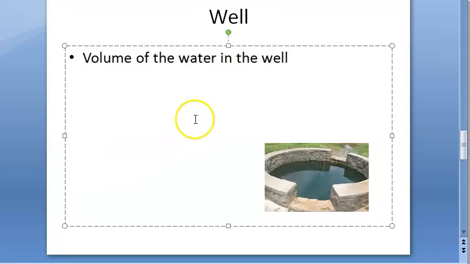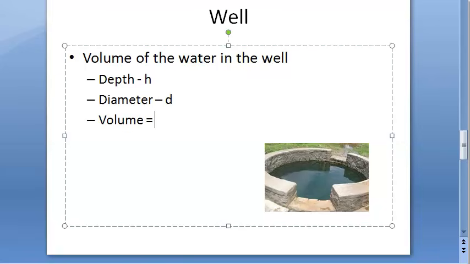So you will get the depth and the diameter. So H and D you got. Depth is nothing but the height they are saying here, and diameter they are representing as D. So the formula here is volume equals pi r square into H. What is pi? It is 3.14. So this is the formula, pi r square into H.